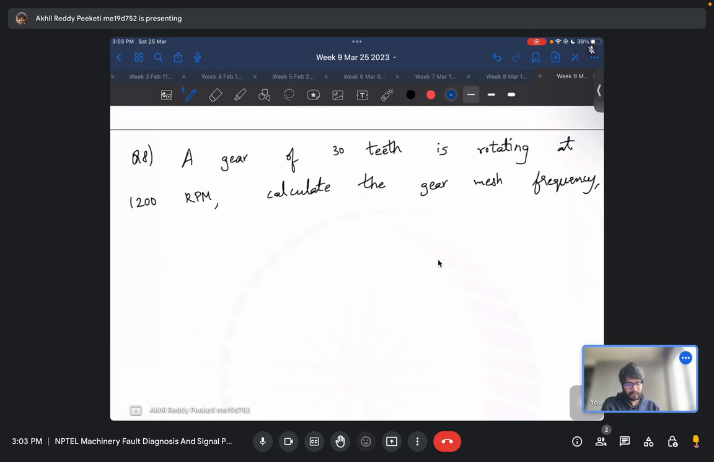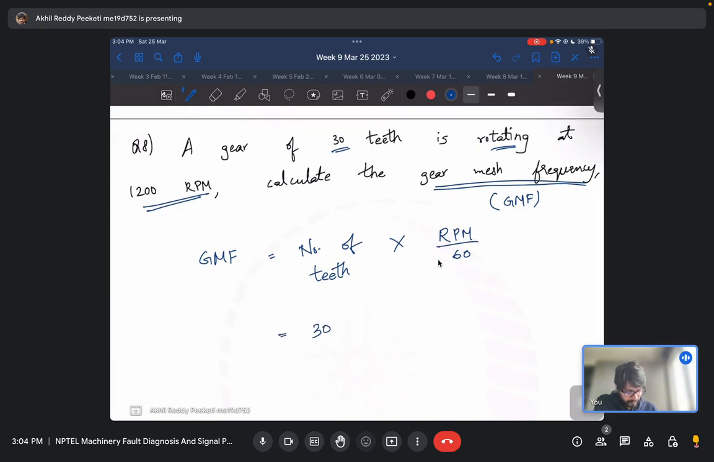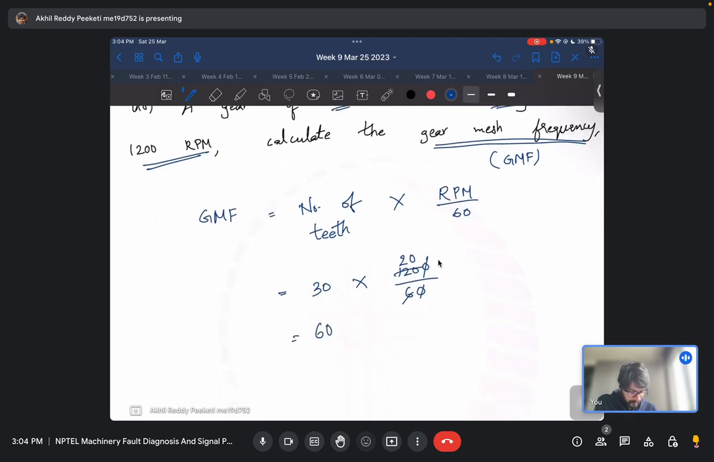Next question. A gear of 30 teeth is rotating at 1200 rpm. Calculate the gear mesh frequency. So as we saw, similar to the vane pass frequency, gear mesh frequency is also similar. GMF is number of teeth into rpm by 60. Okay, so teeth is 30, rpm is 1200 by 60. 600 hertz.